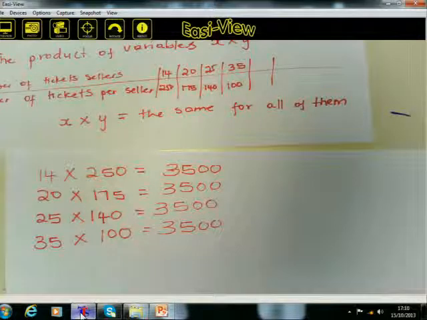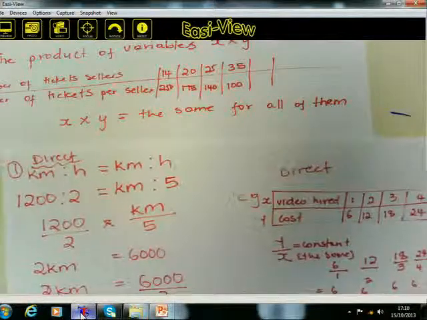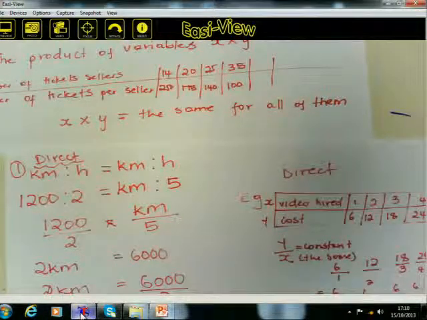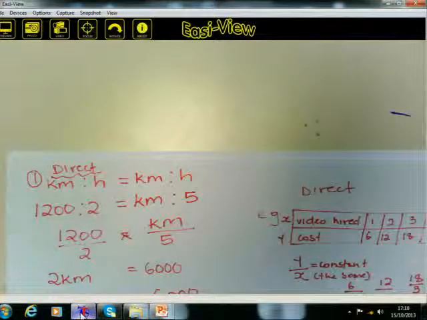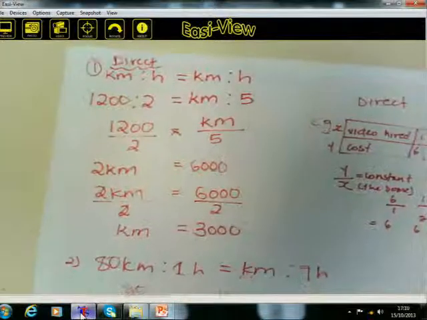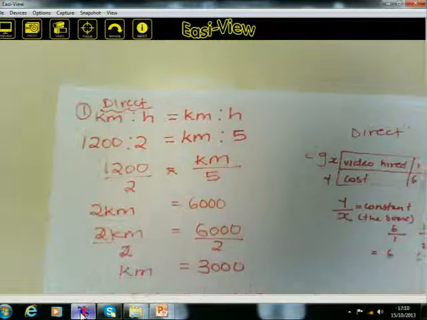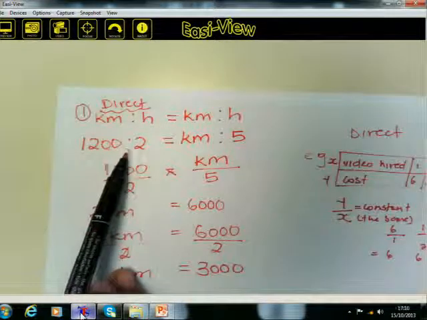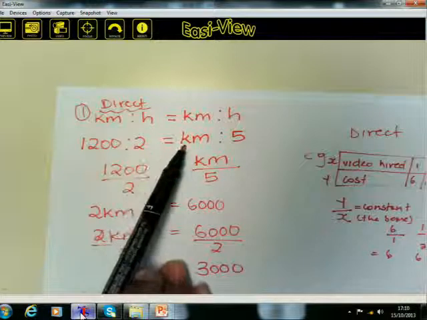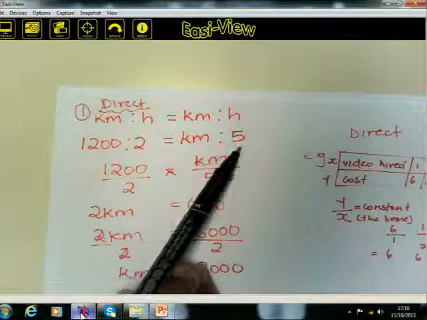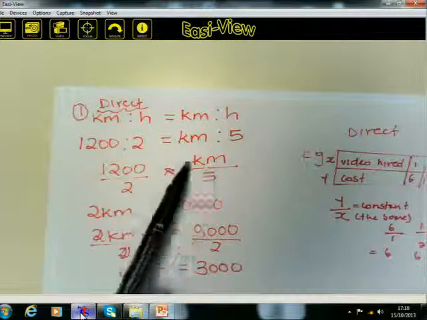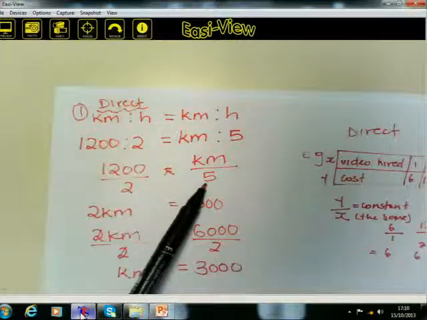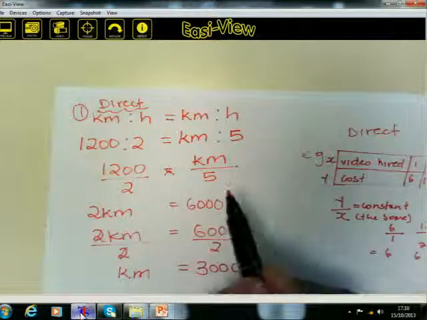There is a question that was asked saying there's somewhere where I divided 1,200 by 2 and then I got 600, but I got 6,000. Let's go back to the question. The question was for direct proportion, the first question. If you look at this question, it was 1,200 is to 2 is equal to kilometers that we don't know is to 5. And then from there we said yes, 1,200 divided by 2 is equal to the kilometers divided by 5. And then from there we did cross multiplication.